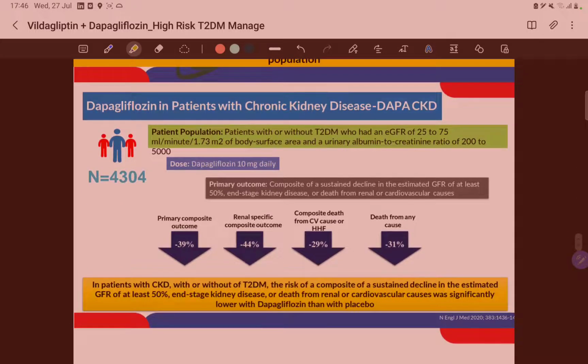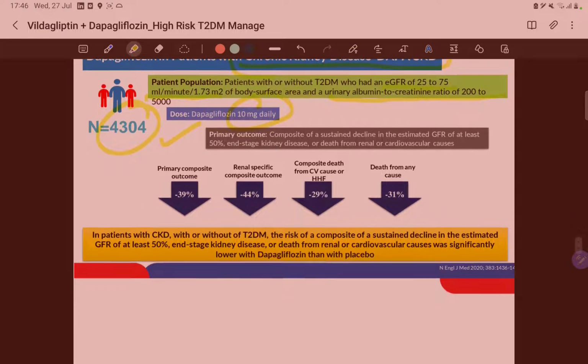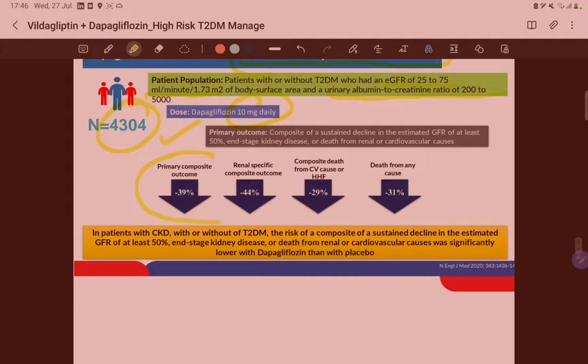Now dapagliflozin in patients with chronic kidney disease: it was another trial, the DAPA-CKD. The patient population was 4,304, patients with or without type 2 diabetes who had an eGFR of 25 to 75 ml per minute and a urinary albumin to creatinine ratio of 200 to 5,000. The dose was also 10 milligram daily. The outcome was very good.